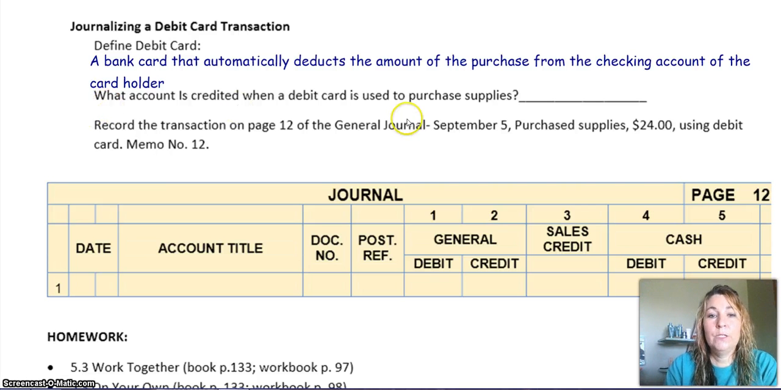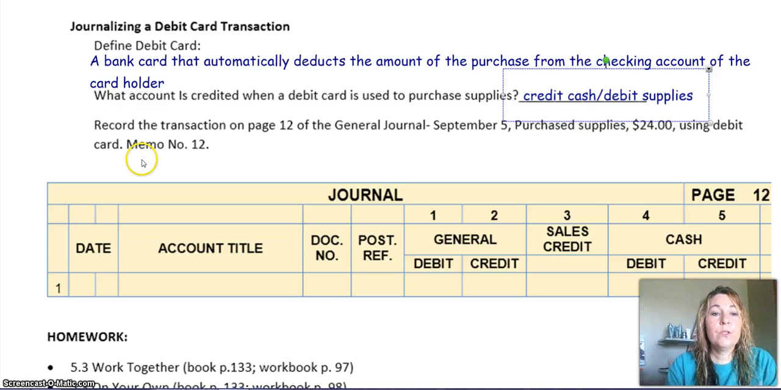So whenever we journalize this, what account is going to be credited when a debit card is used to purchase supplies? Well, again, we're going to have a credit to cash because we are subtracting the amount of cash that we have in our bank account, just like when we write a check. And we will debit supplies because we are increasing the amount of supplies. So record the transaction on page 12 of your General Journal on September the 5th.